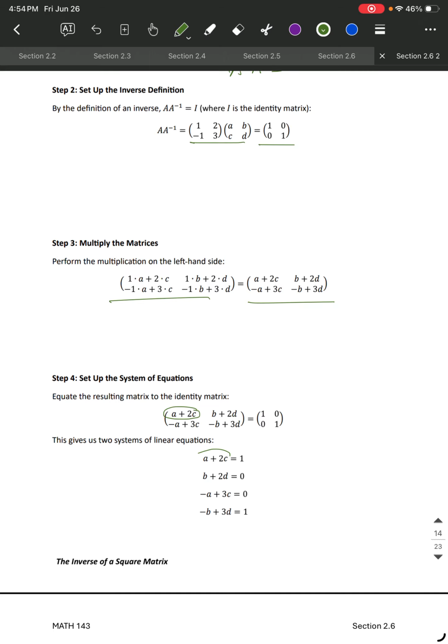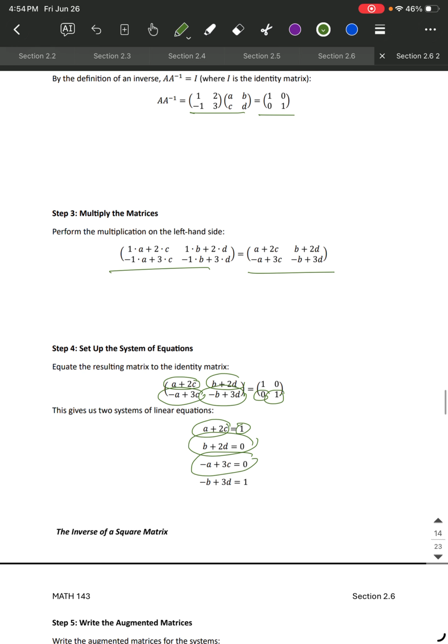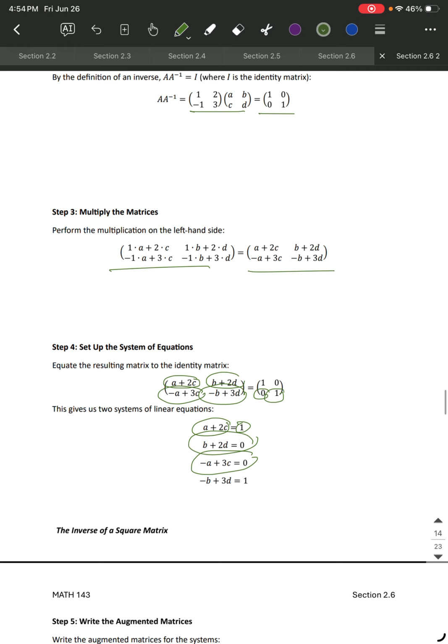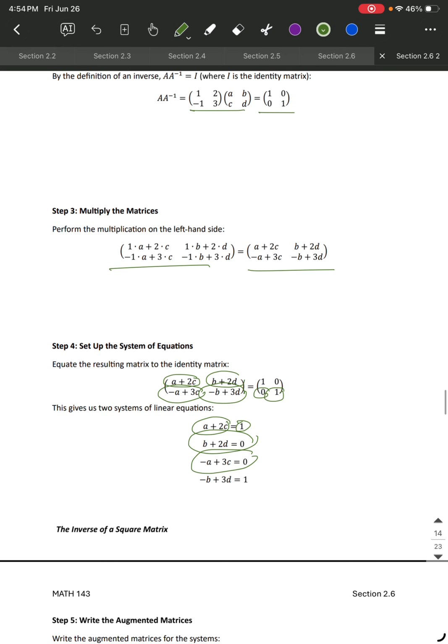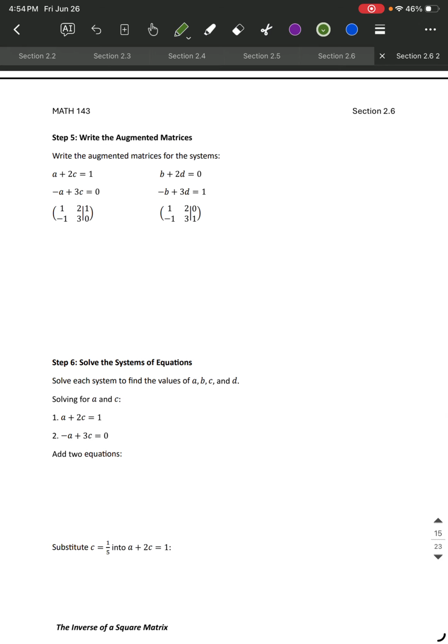So here finally A plus 2C equals 1, B plus 2D equals 0, negative A plus 3C equals 0, and negative B plus 3D equals 1. By solving these equations, you can get the values for all A, B, C, and D. Check the steps. Now you already know how to solve the two equations by adding and subtracting.